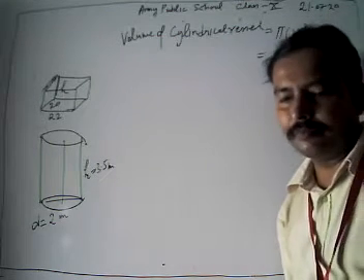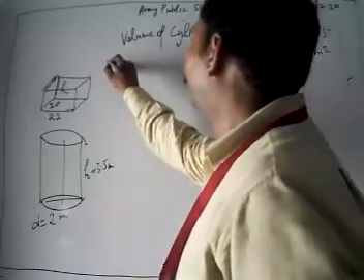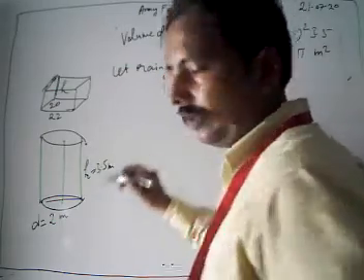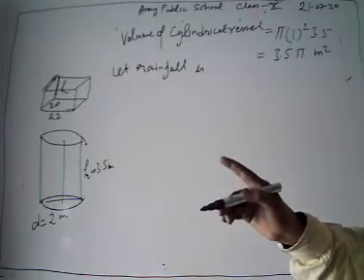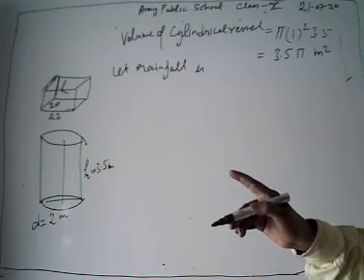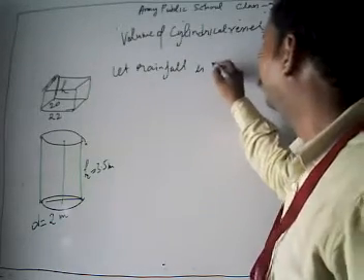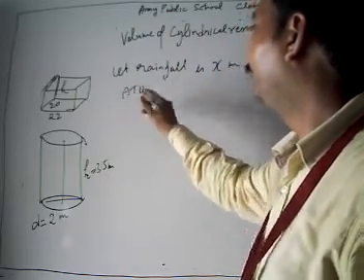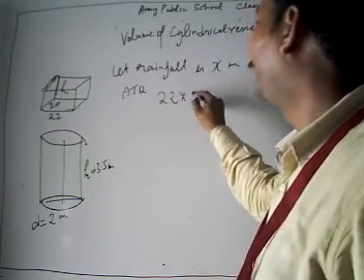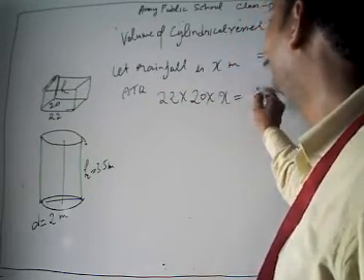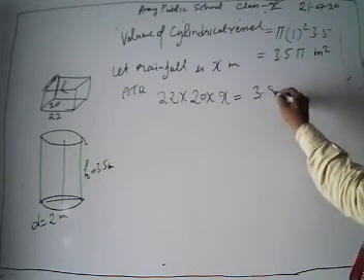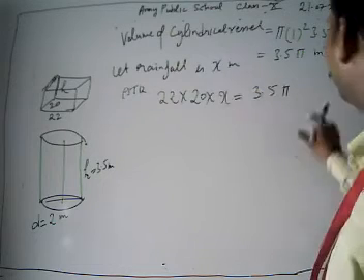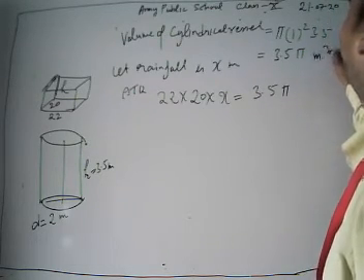Now, according to the question, let the rainfall be x. The roof dimensions are given in meter, so we take x in meter. Then according to the question, length into breadth into height, 22 into 20 into x, is equal to the volume of this cylindrical vessel, 3.5 pi meter cube.